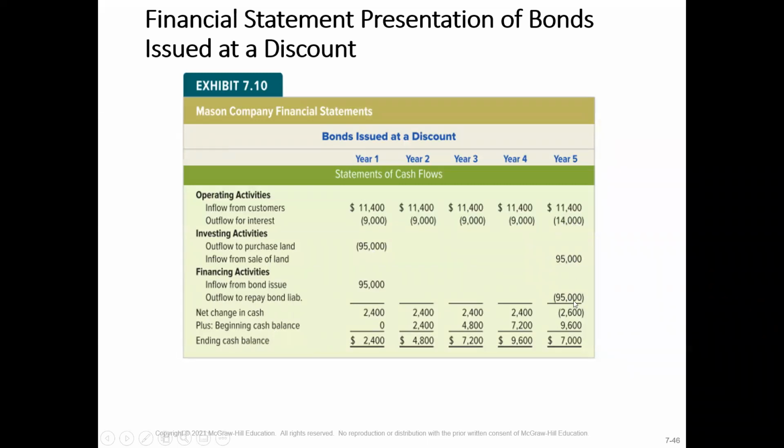However, we didn't just pay $95,000 to settle the bonds, we paid $100,000. So the $95,000 is financing activities. There's an extra $5,000 included in the outflow for interest. That's where that differs.